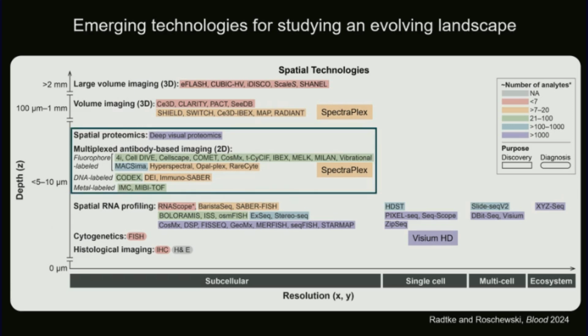And where I'll focus today, again, is the spatial proteomics. Among those, we have the exploratory deep visual proteomics, which combines laser microdissection and mass spectrometry. And then we also have these multiplex antibody-based imaging methods that can be broadly divided based on the format of the antibody. Are they using fluorophore labeled, DNA labeled, or metal labeled? And again, lots of different methods out there.